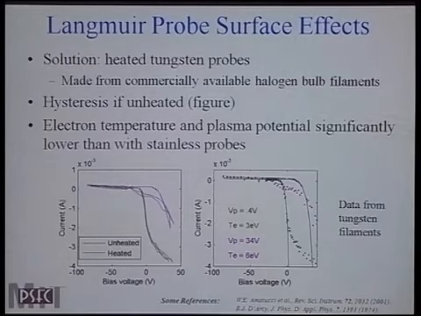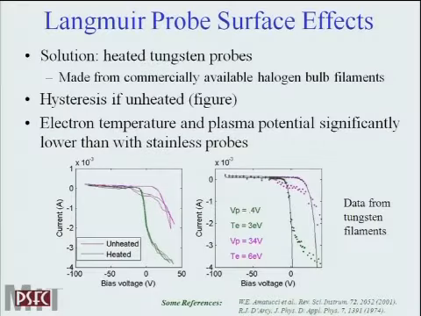So in the purple data here, the filaments are left cold. When you scan the bias one way, you get this curve. When you scan back again, you get another curve. So there's hysteresis when the filament is cold, and we believe this is some surface contamination of these probes. But when you make them hot, this hysteresis goes away.